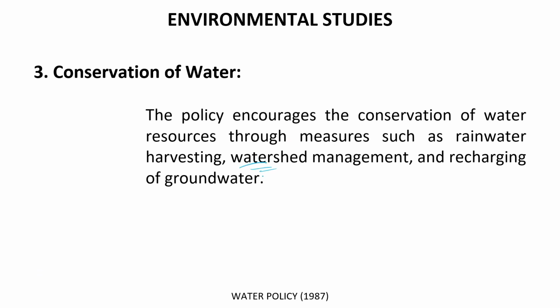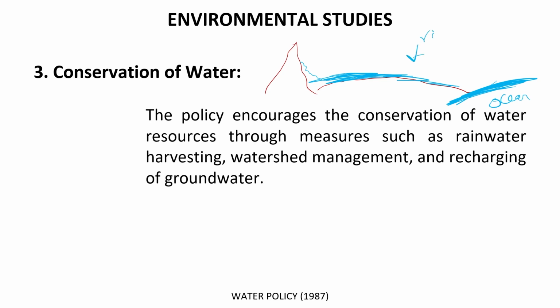Thereafter, when we go to watershed management, what do we mean by watershed? We must understand that. Suppose this is a land area. We know that rivers originate from the mountains, flow through the land, and then eventually merge into oceans or sea. The path they travel is known as the river basin or watershed area.